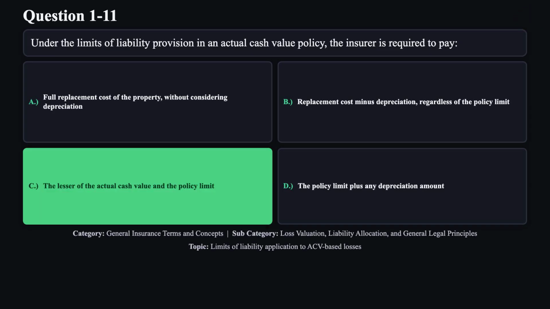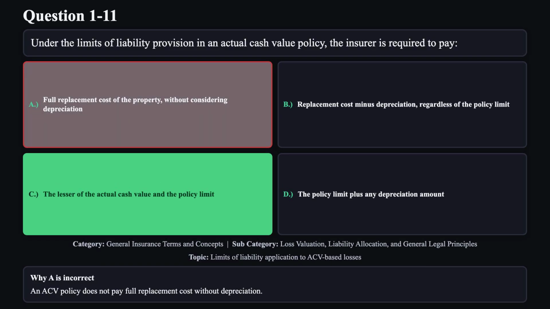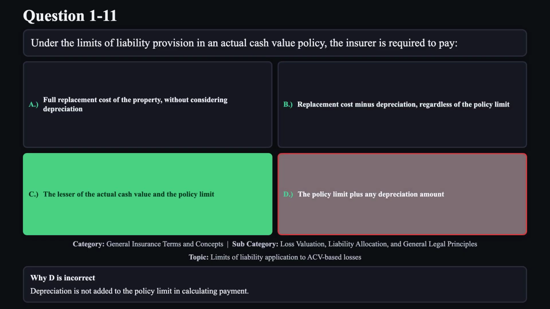The correct answer is C. The insurer's obligation is limited to the lower of the actual cash value or the policy limit. Other formulations misstate the application of limits or depreciation. Reason A is not correct. An ACV policy does not pay full replacement cost without depreciation. Reason B is not correct. The policy limit still caps payment even after depreciation is applied. Reason D is not correct. Depreciation is not added to the policy limit in calculating payment.